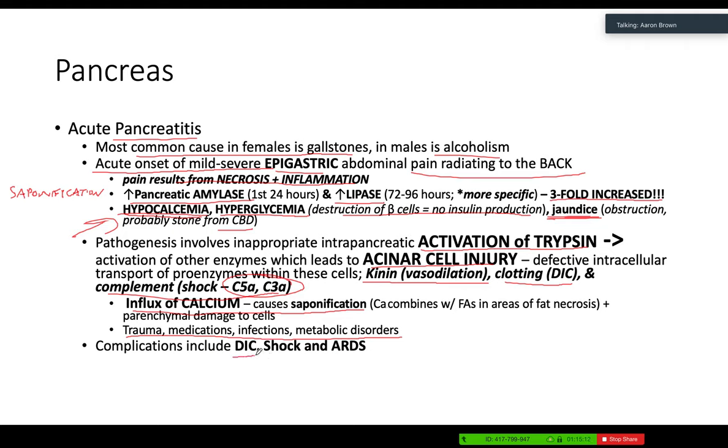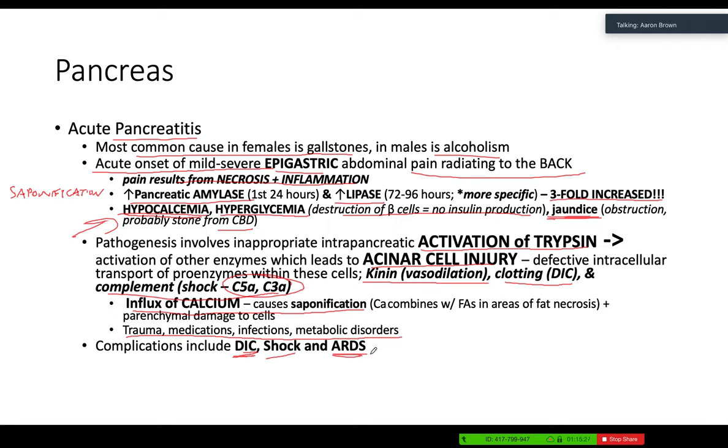Complications can be pretty bad. So DIC from widespread clotting, shock, and ARDS. We really want to keep an eye on our pancreatitis patients. These patients need to be admitted to the hospital.